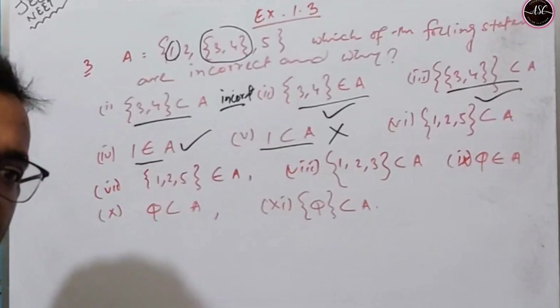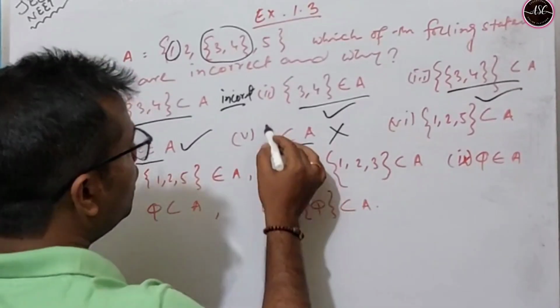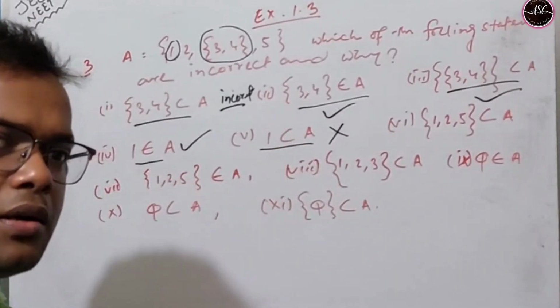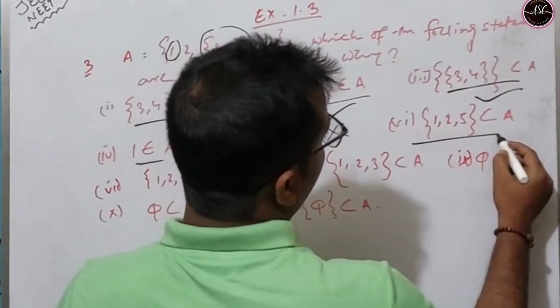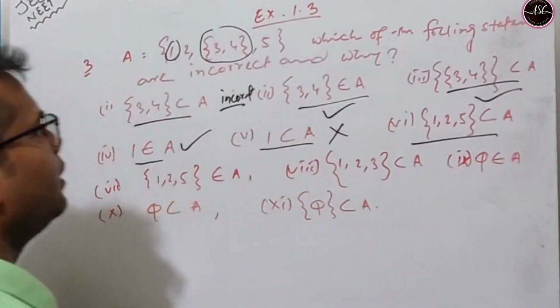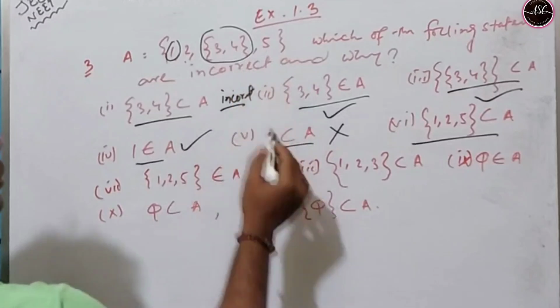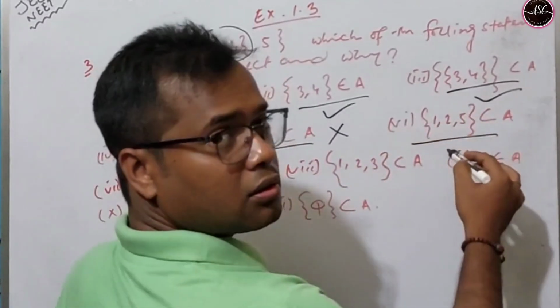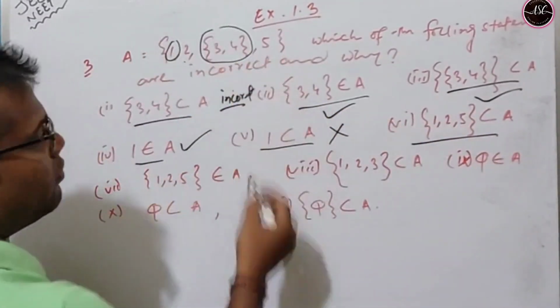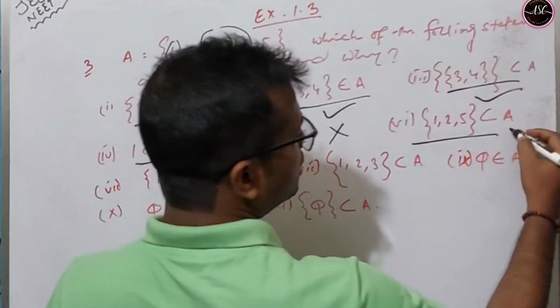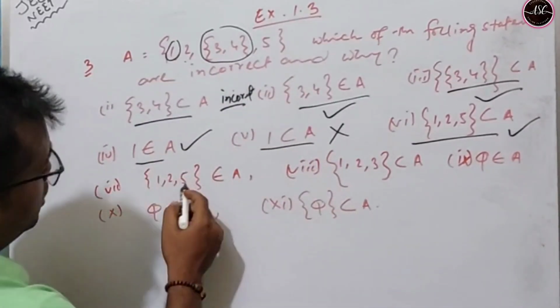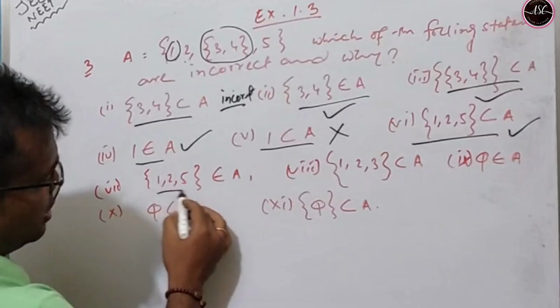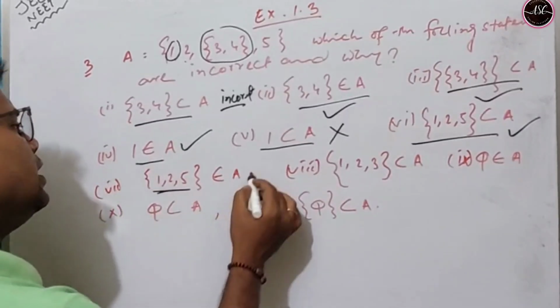Why? Because 1 is not a set, 1 is an element. Okay. Then {1,5} subset of A. This set contains 1 and 5, and 1 and 5 also exist in A. So this is true. Then within second bracket, this set belongs to A. It is incorrect.